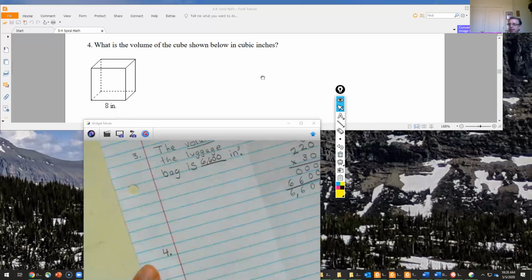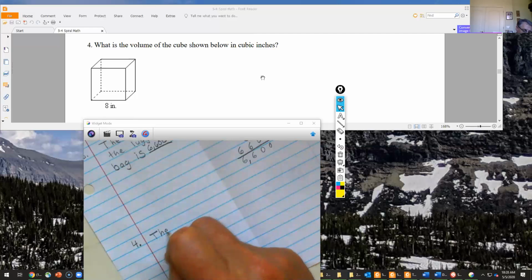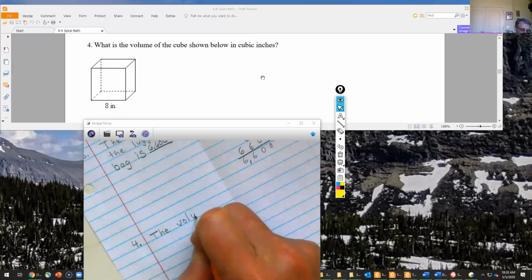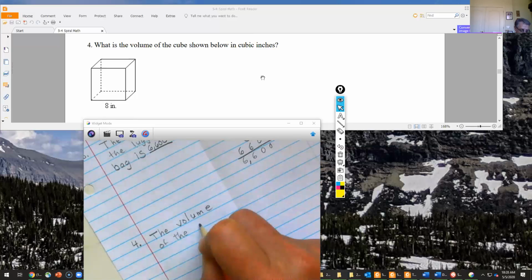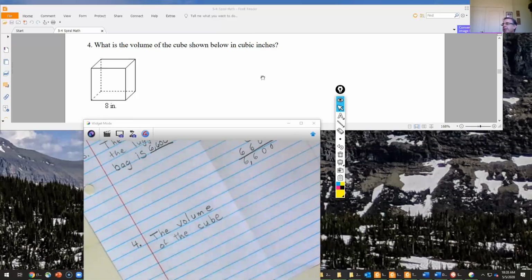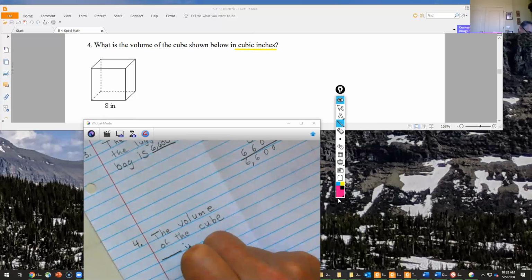First of all, let me go ahead and write my answer sentence. The volume of the cube is, and this time they even tell you right up there, what is the volume in cubic inches? So it's... reminds me that I need to use inches again, like we did before, with the little exponent 3, which stands for cubic inches.